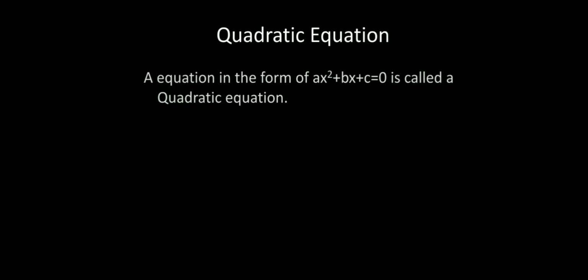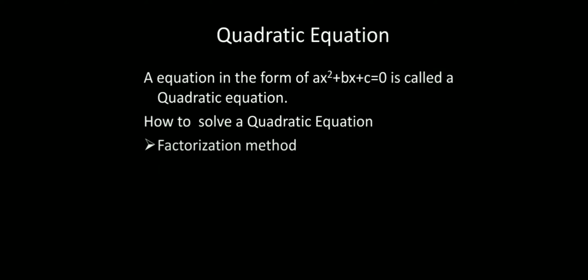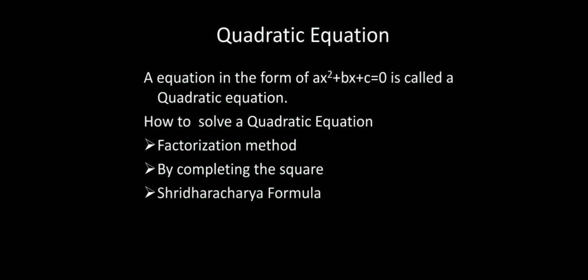Let us start with the chapter. What is a quadratic equation? An equation written in the form of ax square plus bx plus c equals 0 is called a quadratic equation. In the polynomial chapter also we discussed this.